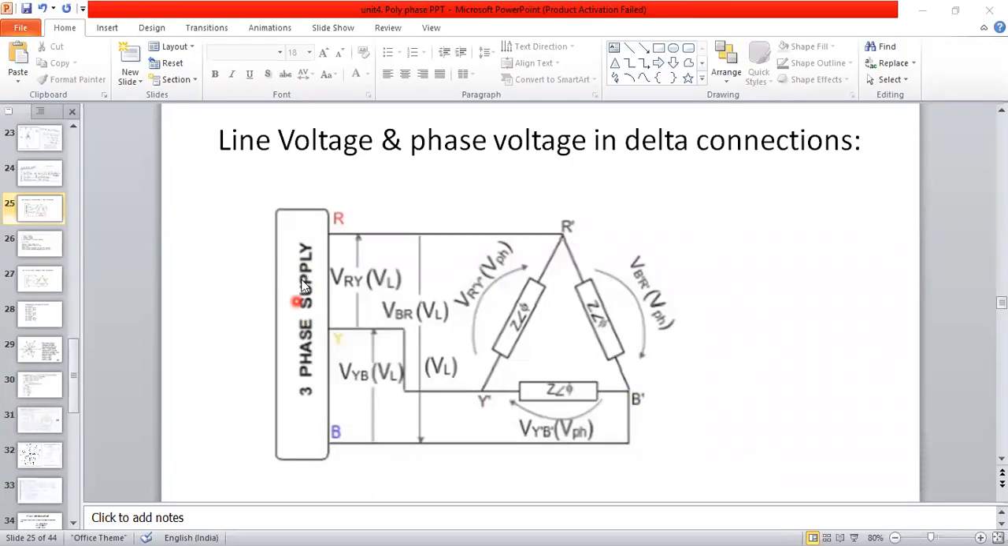So the supply side, the line voltage between two lines here now, R and Y, I will consider the voltage between R and Y, that is called VRY. It is the line voltage. I am going to tell that one here now. VRY is the line voltage. And next VRB is also line voltage, because R, Y, and B, these are the three lines. Voltage between any two lines, that is the line voltage we are going to call that one. Voltage between any two lines, that is line voltage here now.